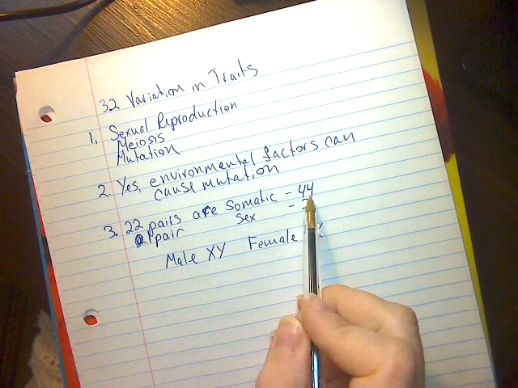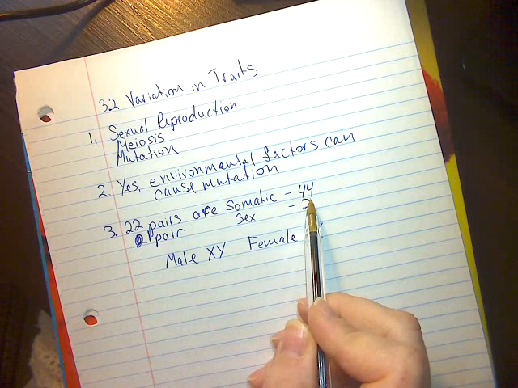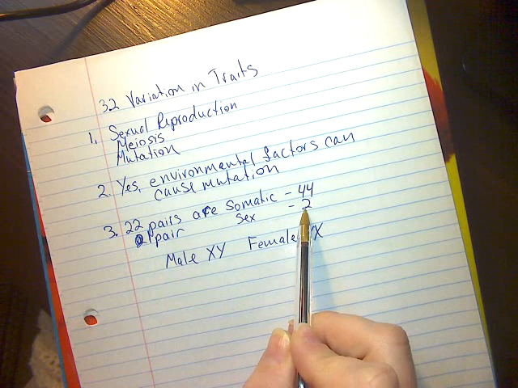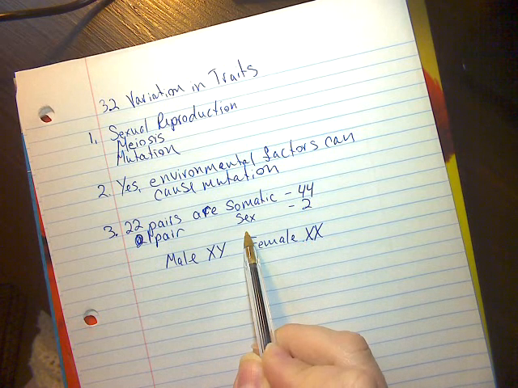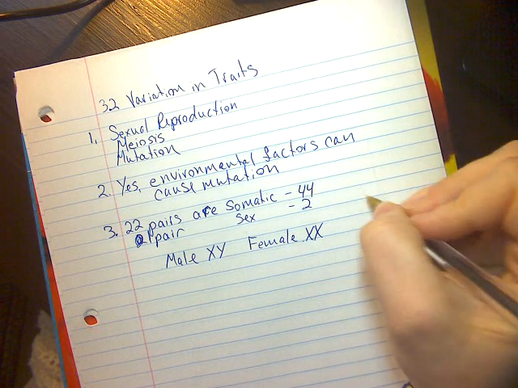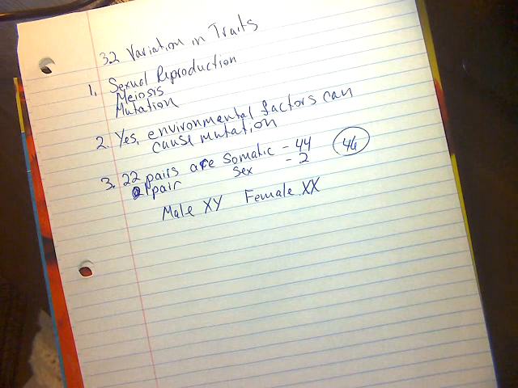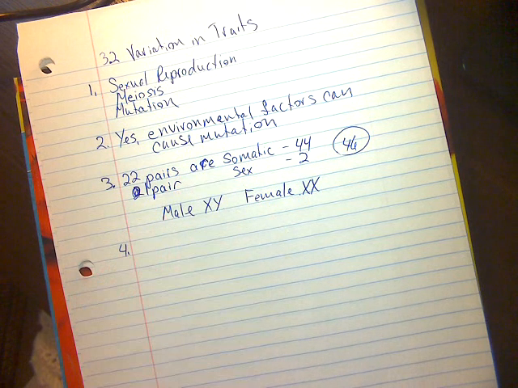So 44 of them, or 22 pairs, are what we call somatic chromosomes. They control most of our traits. And then that last pair, or 2 individual chromosomes, whether they're XX or XY, are the sex chromosomes. And so 44 plus 2 is 46, and that gives us our 46 chromosomes. And that number is important. That 46 chromosomes, that's how many we should have. Anything above or below that would be incorrect and cause potential issues.